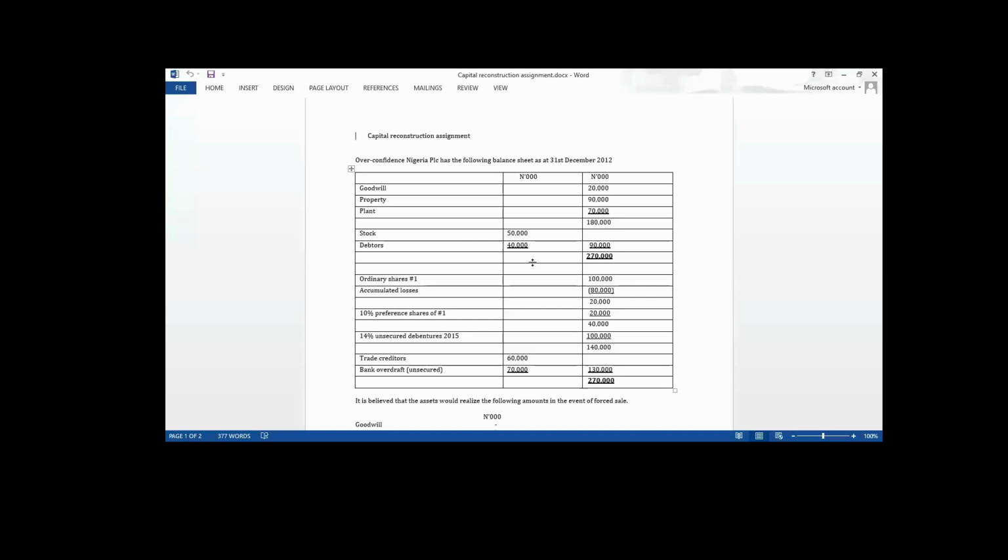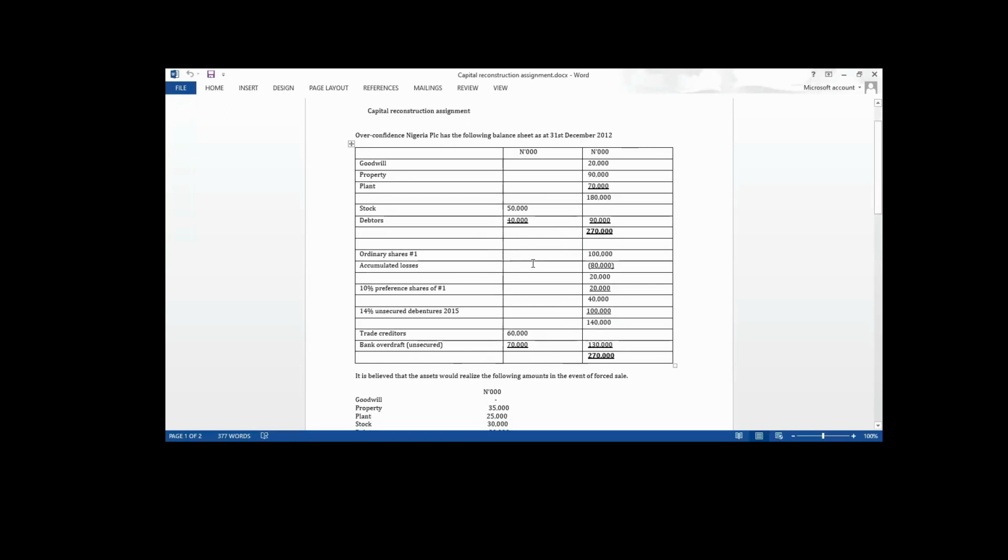That means out of share capital, the company has incurred a loss of 80 million. This company is in serious problem. Out of shareholders' funds, the company has 100 million, and the company has suffered an 80 million loss. Preference shares 10%, 1 naira each. 14% unsecured debentures. Trade creditors, bank overdraft unsecured.